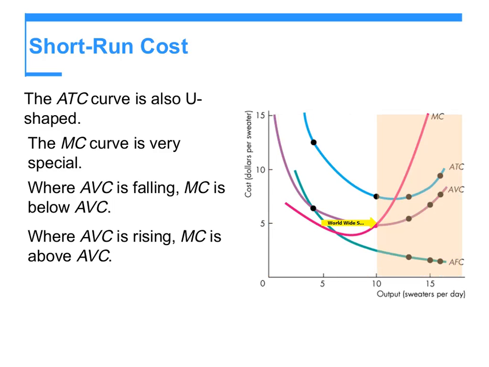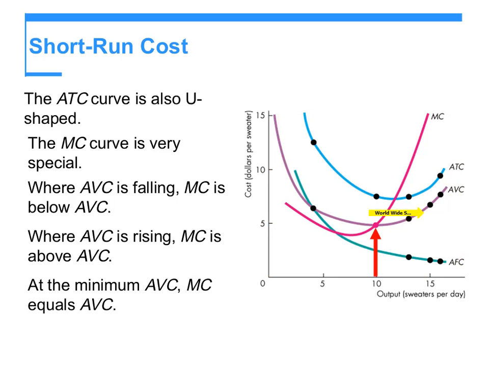The moment that the average variable cost passes the MC curve and is increasing, MC is more than AVC. It means marginal cost is more, that's why the average VC is increasing. The same thing like before. At the minimum AVC, average variable cost, MC equals AVC. MC, which is this pink one, and AVC are equal.